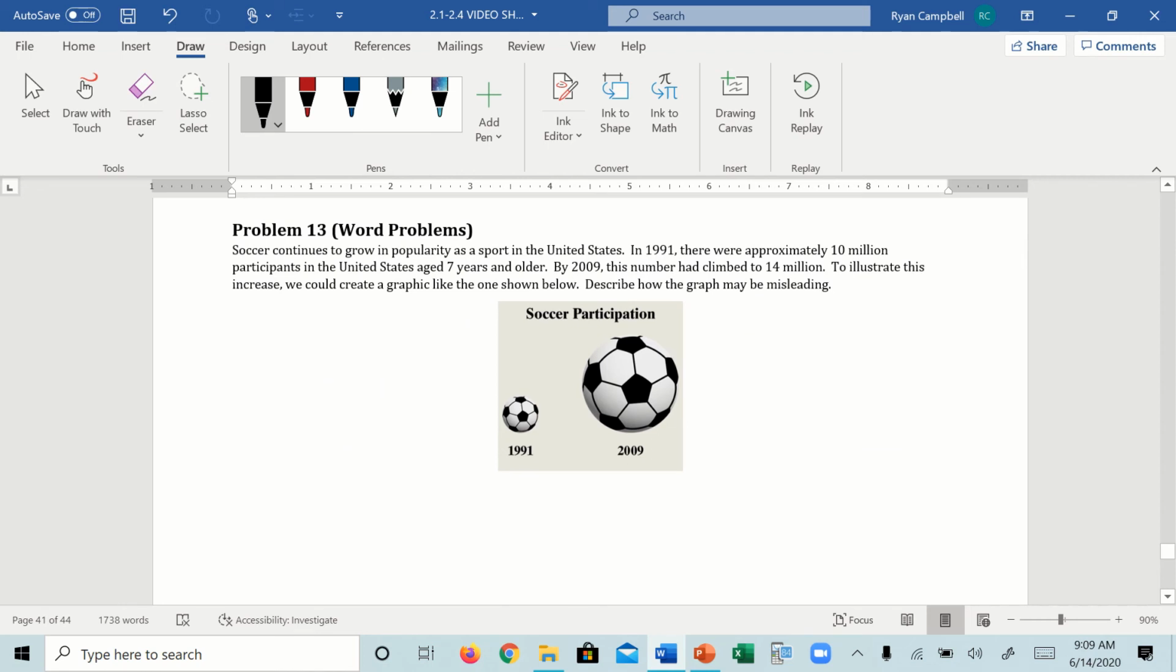All right, number 13. Soccer continues to grow in popularity as a sport in the United States. In 1991, there was approximately 10 million participants in the United States aged 7 years and older. By 2009, this number had climbed to 14 million. To illustrate this increase, we could create a graphic like the one shown. What's the problem with it?